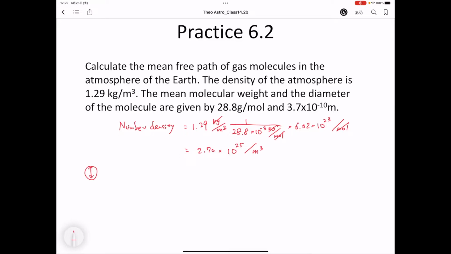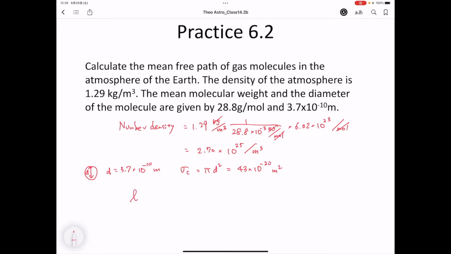The diameter of the particle is given by d equals 3.7 times 10 to the minus 10 meters. So we can calculate the cross-section for collisions, pi d squared. We only consider identical gas molecules with the same diameter of 3.7 times 10 to the minus 10 meters. Then it becomes 43 times 10 to the minus 20 square meters.